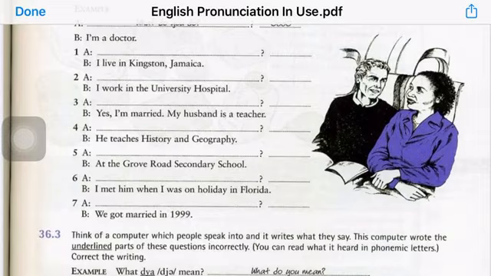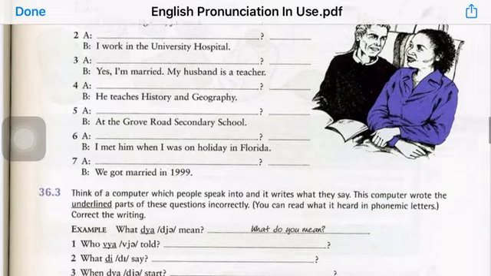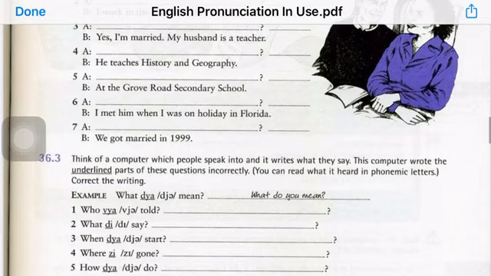Number 7, we have we got married in 1999, and that sentence would be an answer for the question, when did you get married? So the stress pattern would be strong, weak, weak, weak, strong, weak.